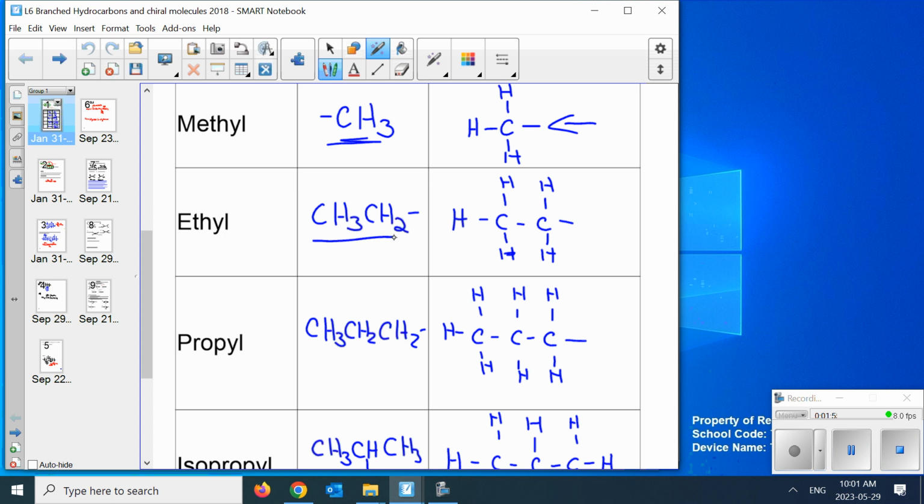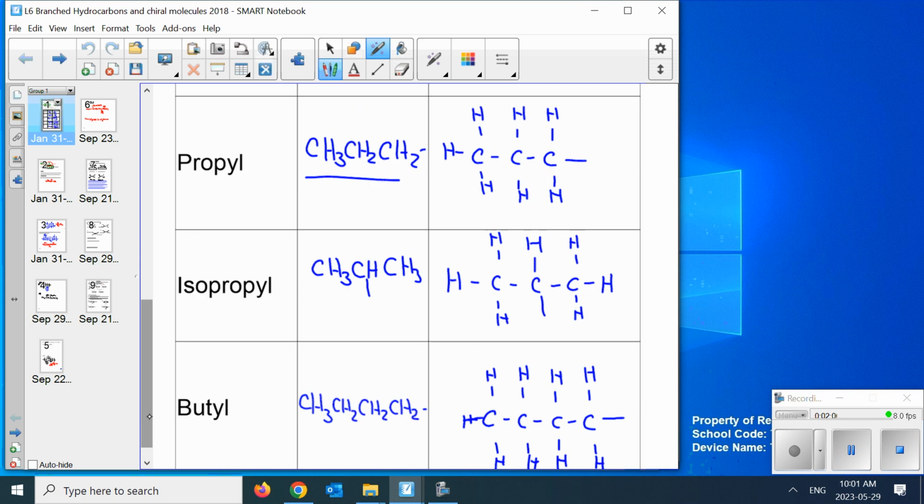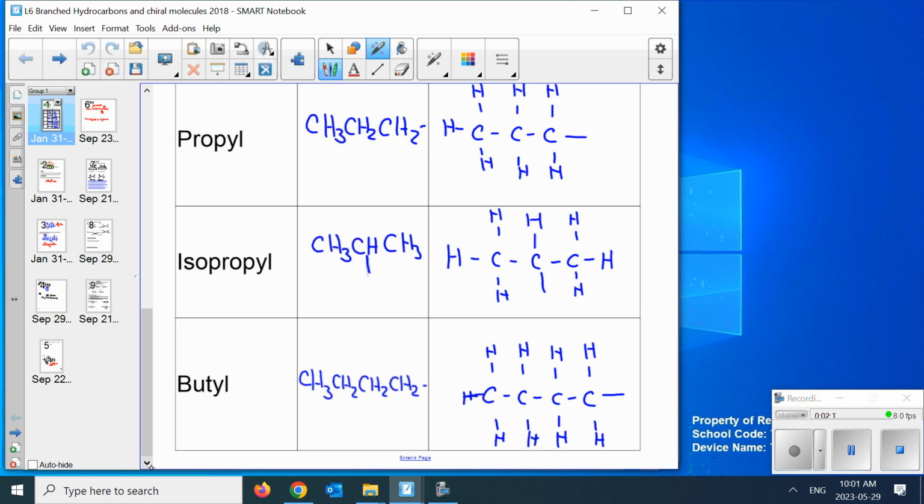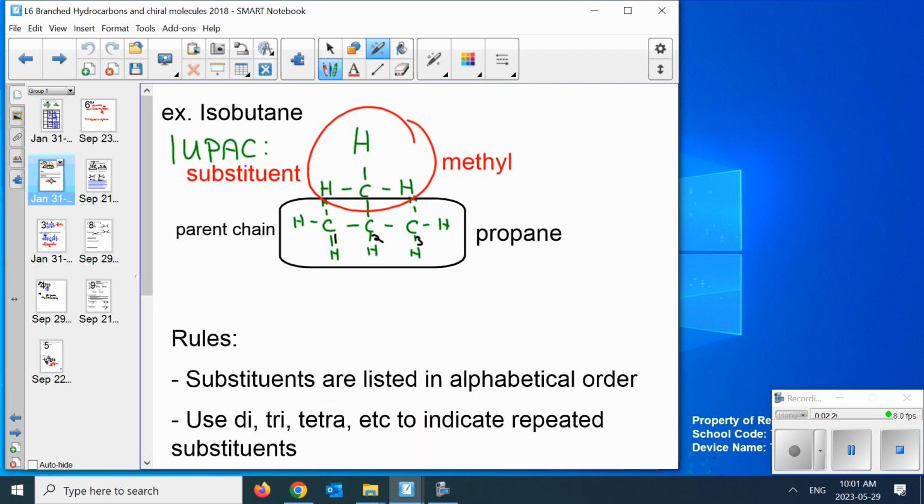Ethyl groups are two carbons attached to the main chain. Three carbons is a propyl group. Isopropyl, though, is a little different, because you see how the propyl group has the attachment at the end. Here you have it attached in the middle of the chain, called iso. And then the butyl group is four. I'm not going to get into it, but there's things like isobutyl, tert-butyl, and stuff like this. There's more variations, but these are just the basic ones that we're going to study.